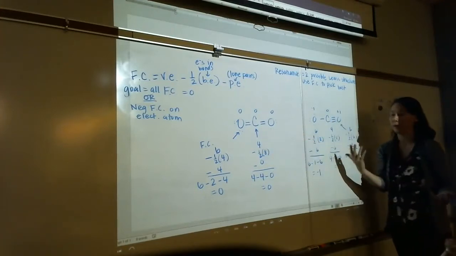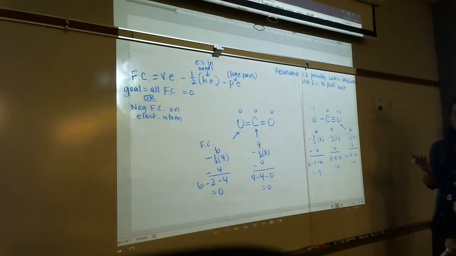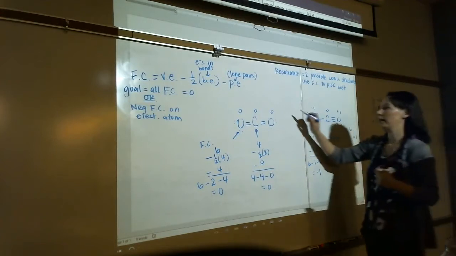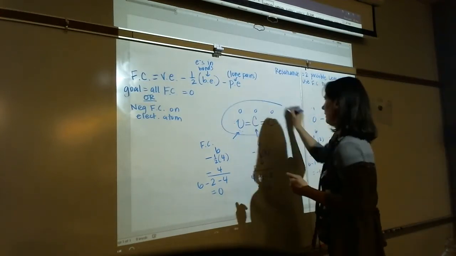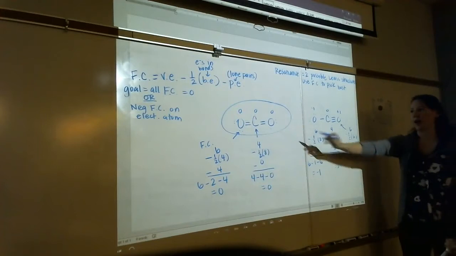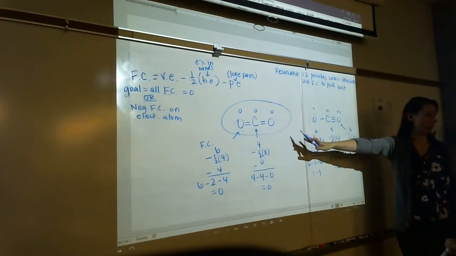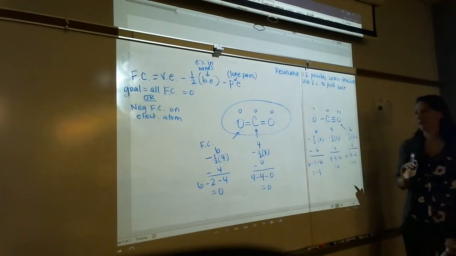So now I just got to pick the best one. Which is the correct Lewis structure? Left or right? This one, right? And if I said, why is this the correct answer? You would say because all the formal charges are 0. That's the best Lewis structure based on formal charge.